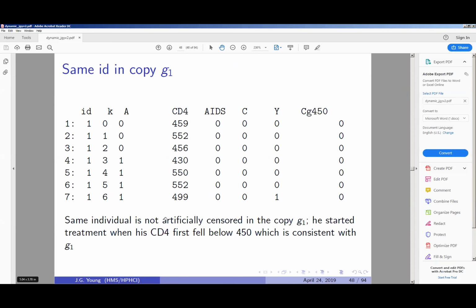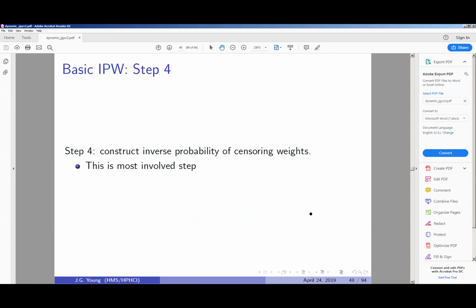Here, his original data looks the same as his copy G1 data because he's actually following that intervention. He starts ART when his data first drops below 450. This is the first time it drops, from 456 to 430, and he started. So we keep all of his records. He's doing the right thing.